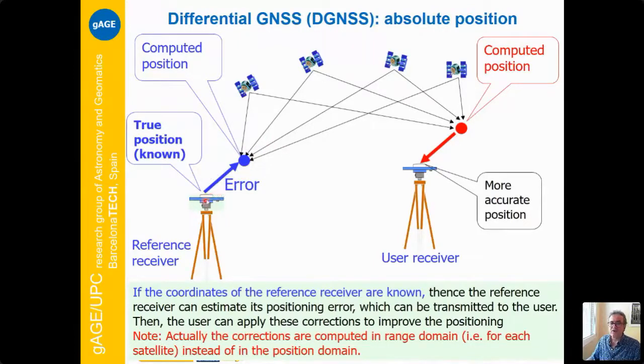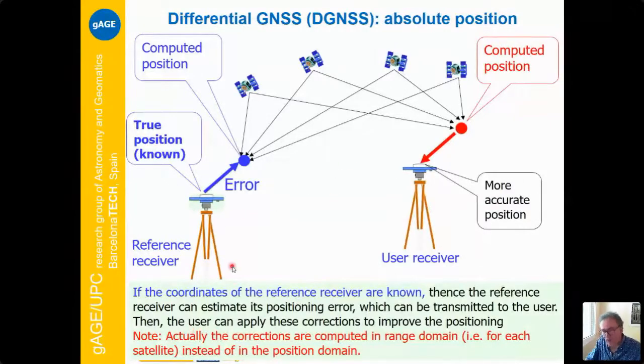And then, because we have seen that errors at the position level are mostly the same, we can use this value in order to remove this error in the user receiver. Well, this is from the conceptual point of view. This is not the best way to proceed.